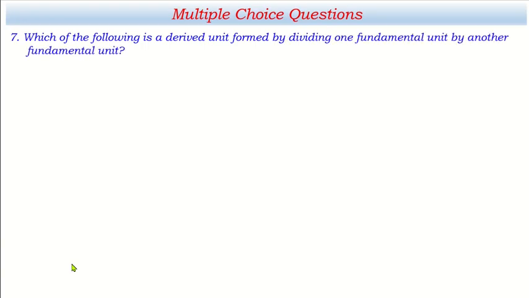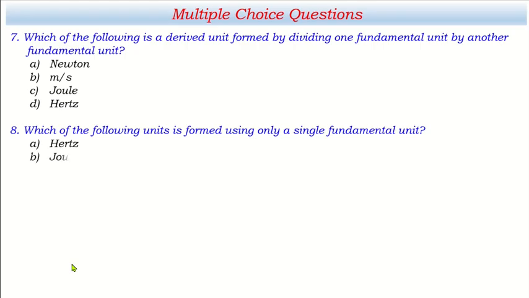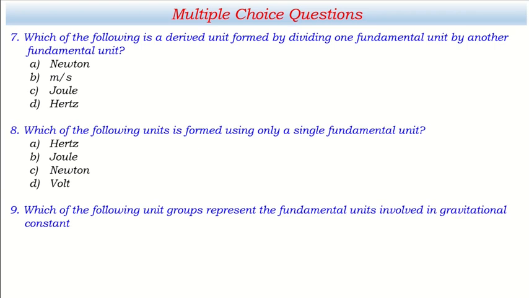Number 7. Which of the following is a derived unit formed by dividing one fundamental unit by another fundamental unit? These are the options. Now, 8. Which of the following units is formed using only a single fundamental unit? These are the options. 9. Which of the following unit groups represents the fundamental units involved in the gravitational constant? These are the options. Okay, now let's have number 7.